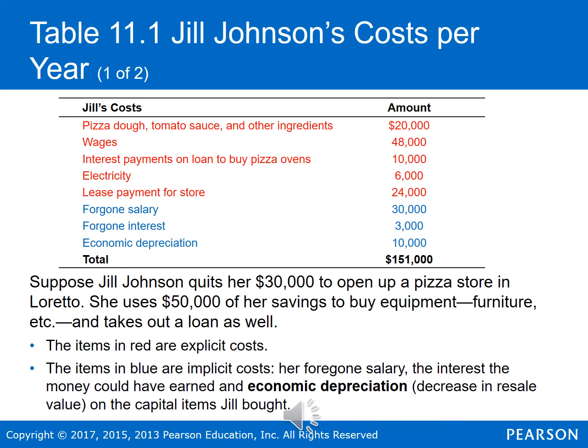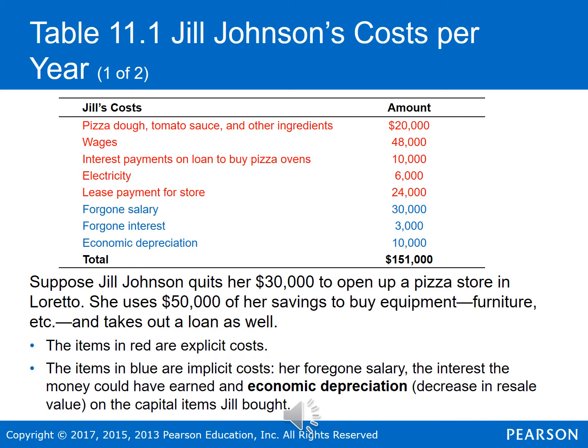Now let's work through an example using a fictional pizza company. Let's suppose that Jill Johnson quits her job that earns her $30,000 a year, and she instead opens up a pizza store in Lorena. She uses $50,000 from her own savings to buy equipment, things like the furniture and the pizza ovens. And she also takes out a loan in order to begin this pizza shop.